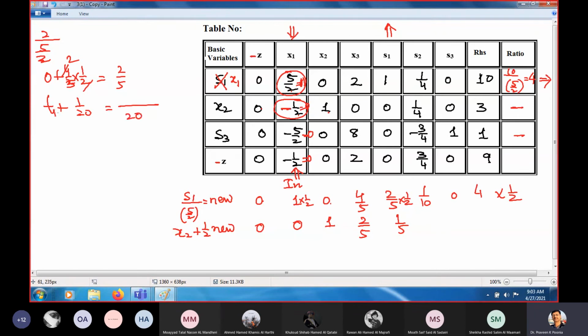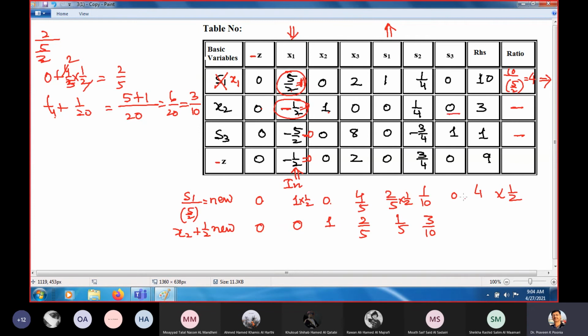20 is the LCM. 1 upon 4 plus 1 upon 20. 20 divided by 4 is 5. 5 into 1 is 5. 20 divided by 20 is 1, 1 into 1 is 1. So it is 6 upon 20. If you divide by 2, 3 by 10.